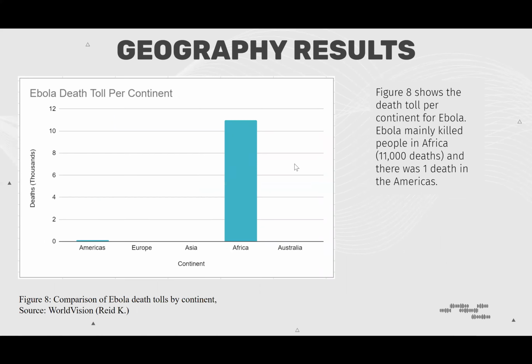Figure 8 shows the death toll per continent for Ebola. Ebola mainly killed people in Africa with about 11,000 deaths, and there was one death in the Americas, specifically in the US.